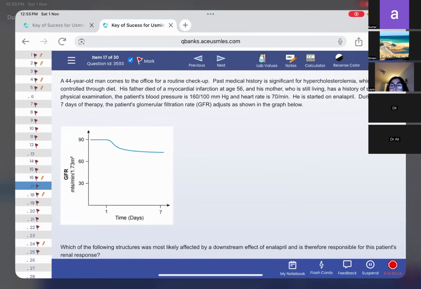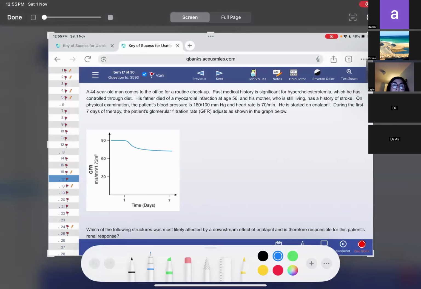During the first 7 days of therapy, the patient... which of the following structures was most likely affected by the downstream effect of enalapril and is therefore responsible for this patient's renal response?